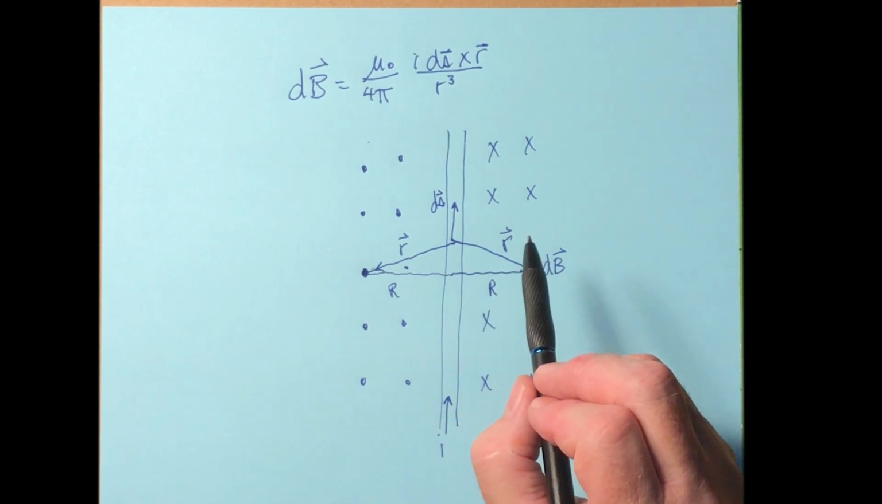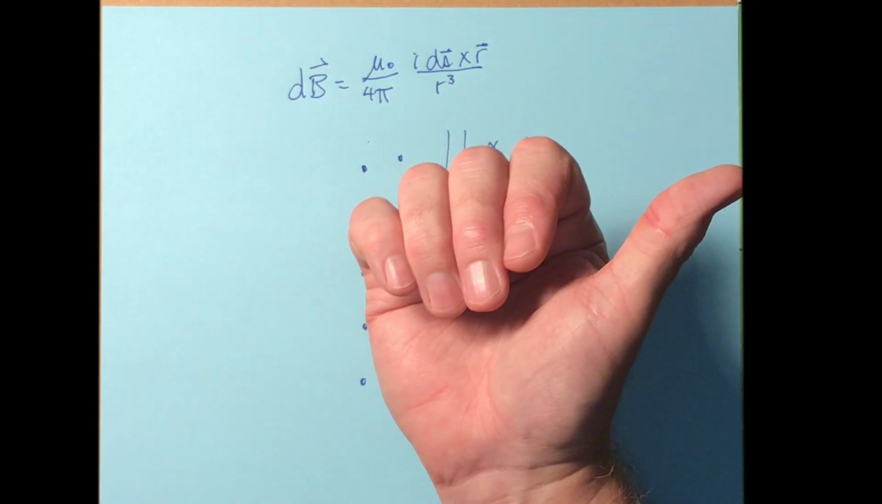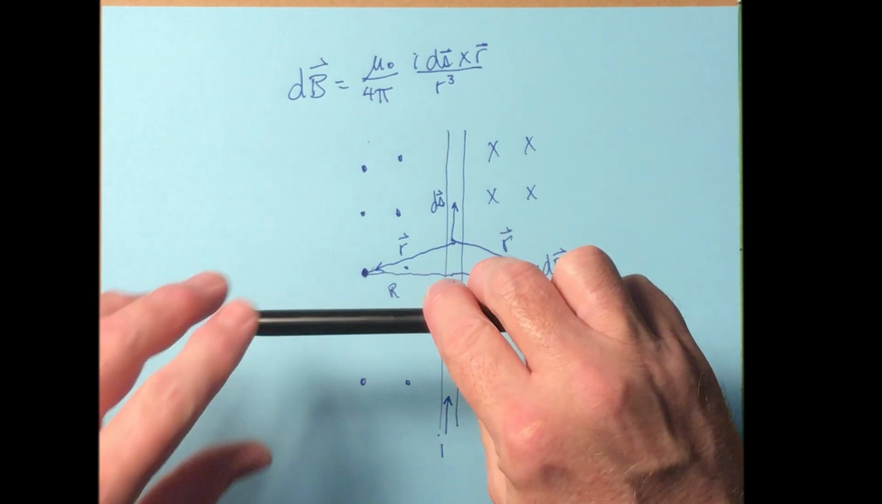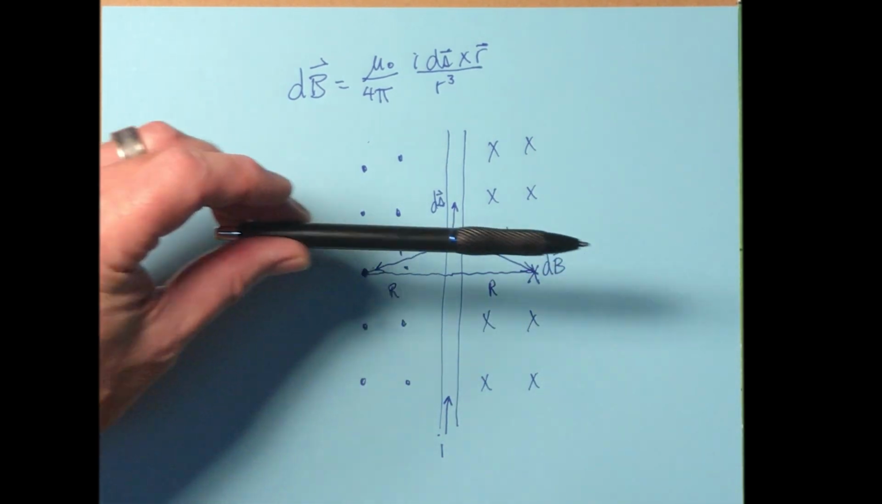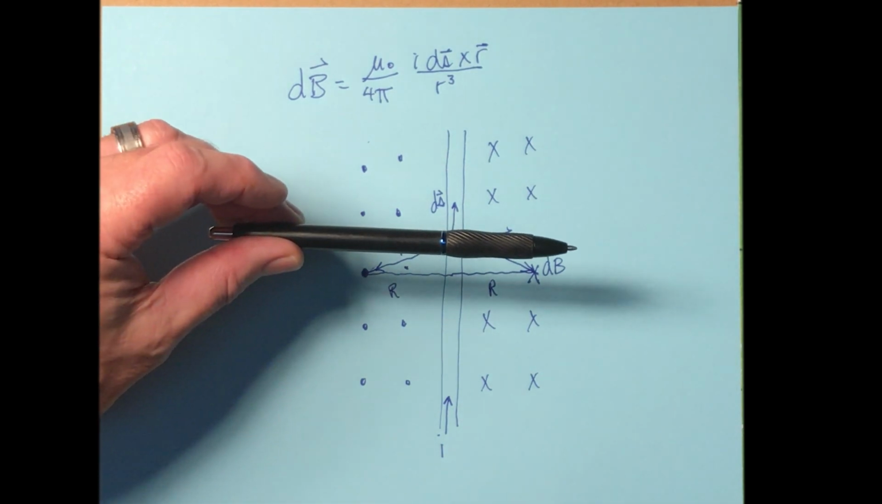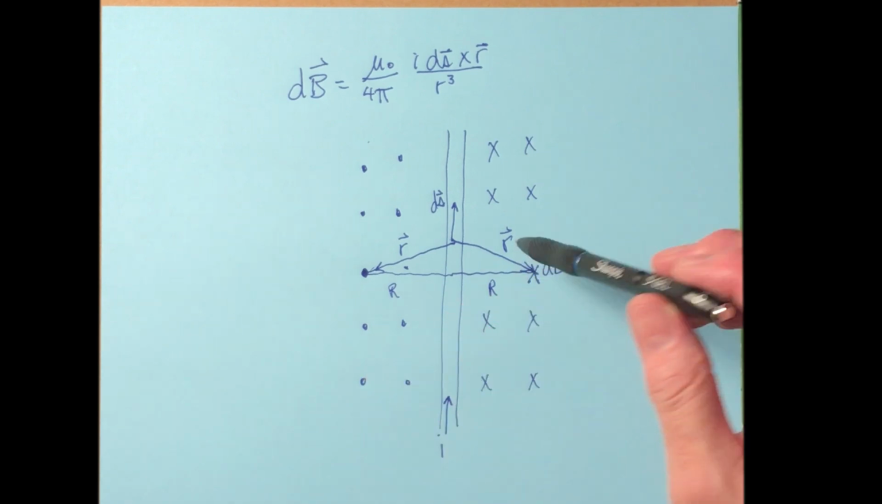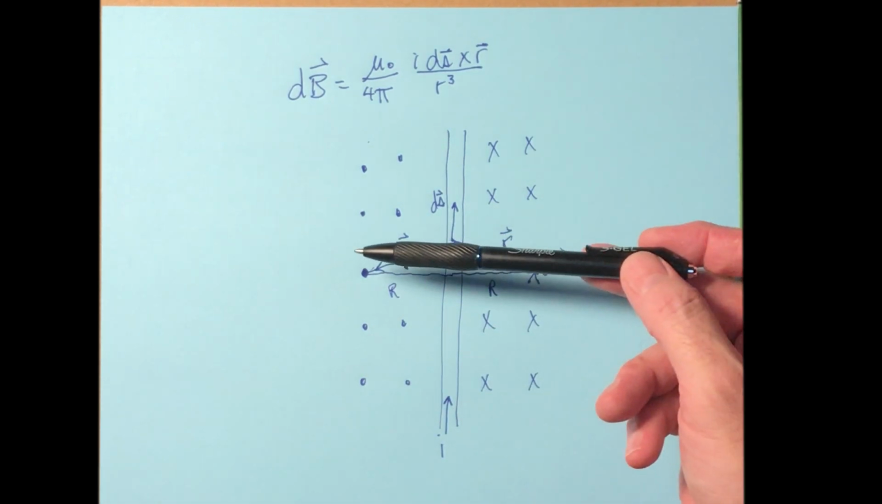What about above the wire? What about in this section? Well, you can think this through, and you will discover that above the wire, the magnetic field points in that direction. The tip of the pen represents the tip of the arrow, so the magnetic field is going in that direction. Below the wire, the same sort of thing, except it's going in the opposite direction.